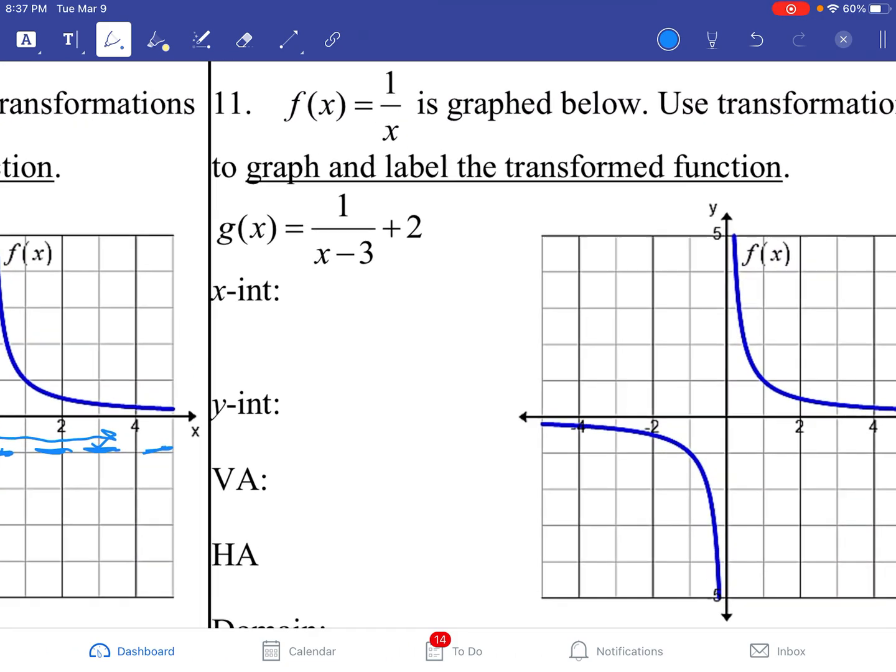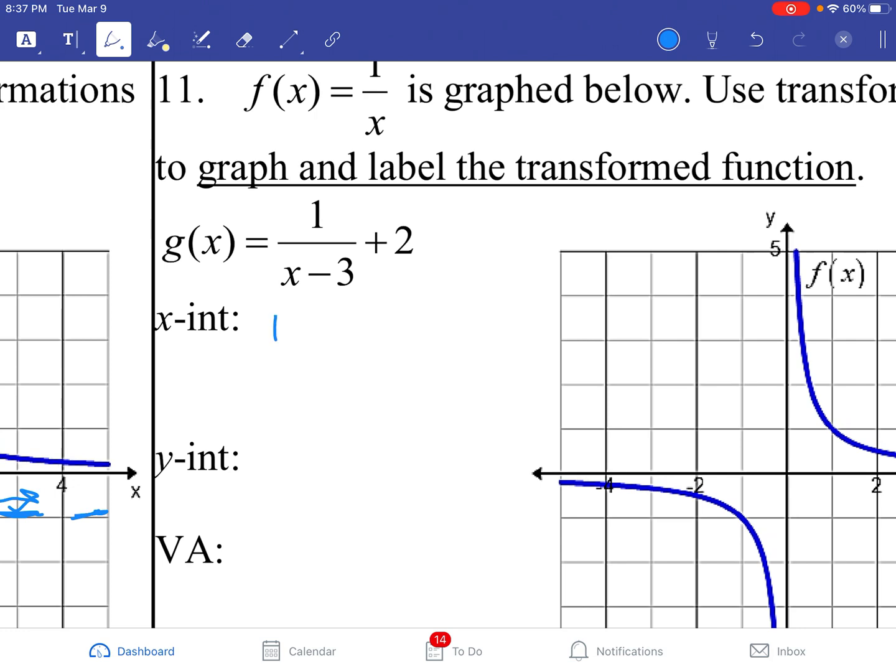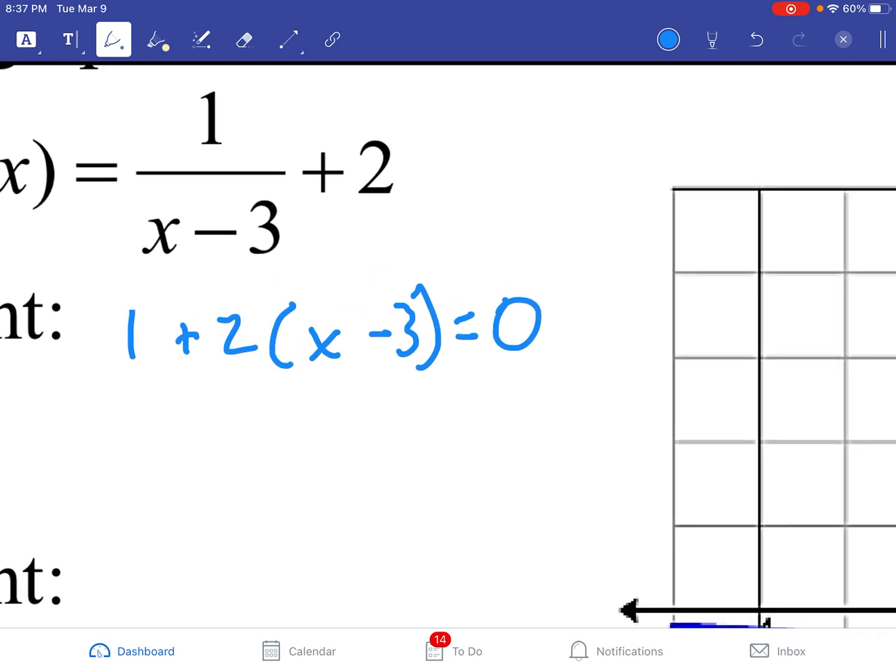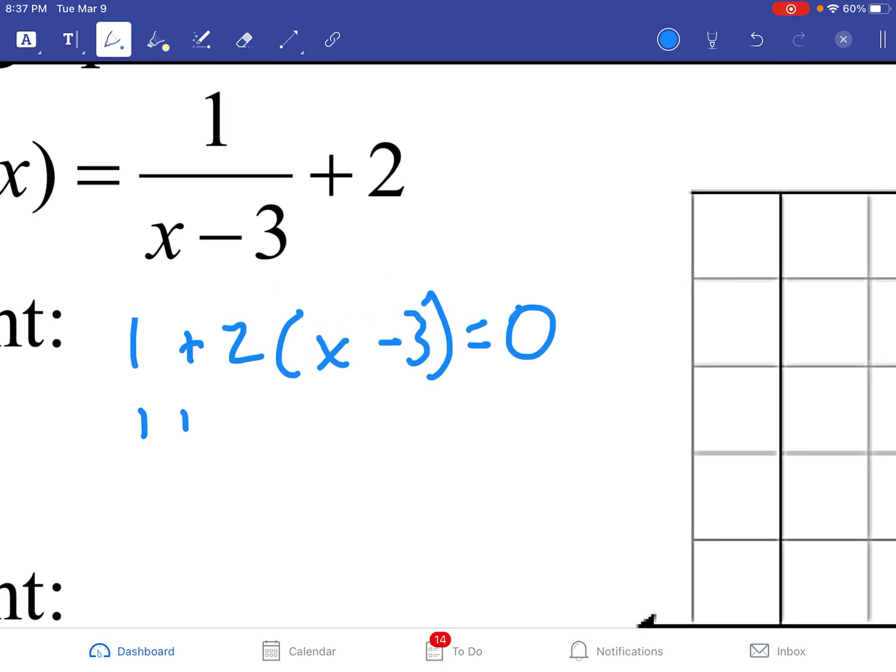Same idea in this problem. So for your x-intercept, we have 1 plus 2 times the denominator x minus 3. Set that equal to 0. So we have 1 plus 2x minus 6 equals 0. I'm going to add 6 and subtract 1, which gives me 5. And then divide both sides by 2.